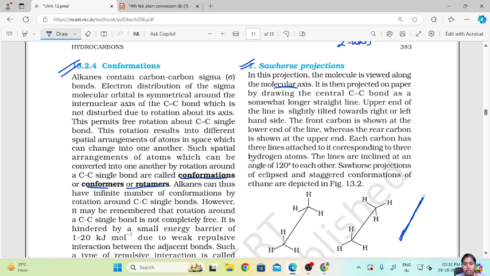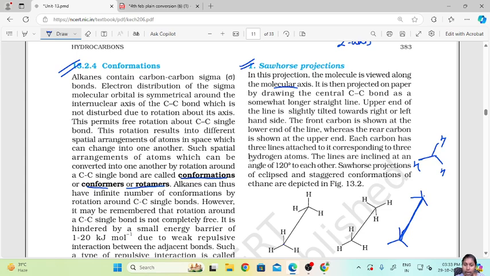Now each carbon has 3 lines attached to it corresponding to its hydrogen atoms. Each line will show a hydrogen atom. So 1, 2, 3, 1, 2, 3. These are the same. You have a structure of hydrogens like this on both ends.